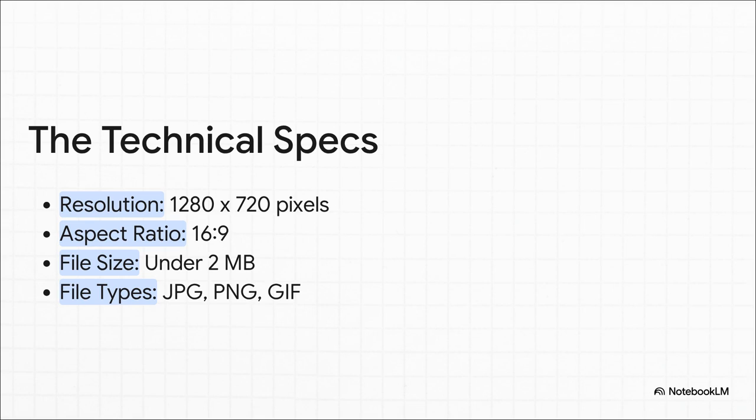You gotta make sure your file is 1280 by 720 pixels. That's a 16 by 9 aspect ratio. Keep the file size under 2 megabytes and just use a normal file type, like a JPEG or a PNG. Get this right and it'll look sharp everywhere.